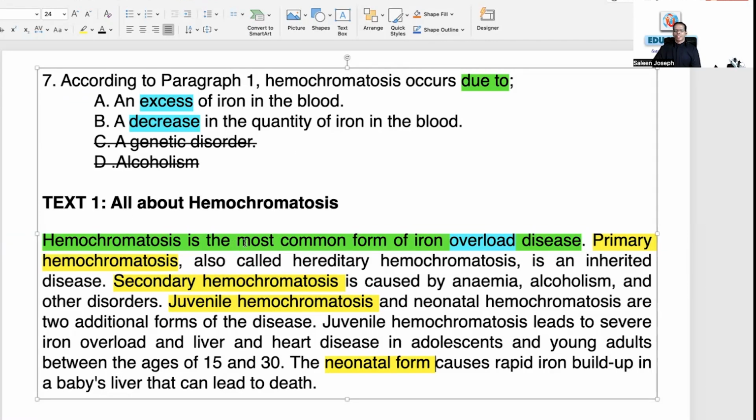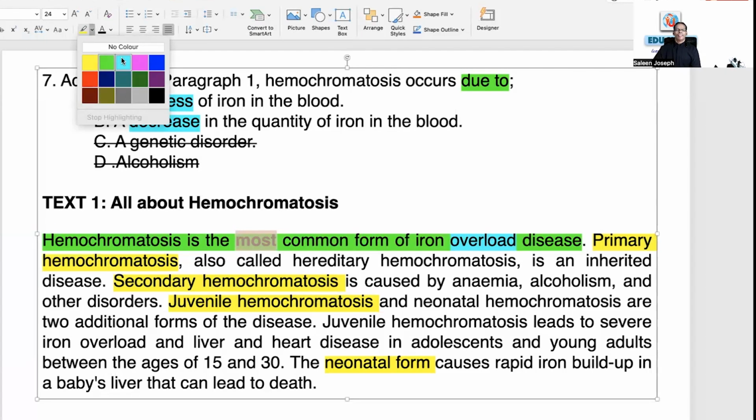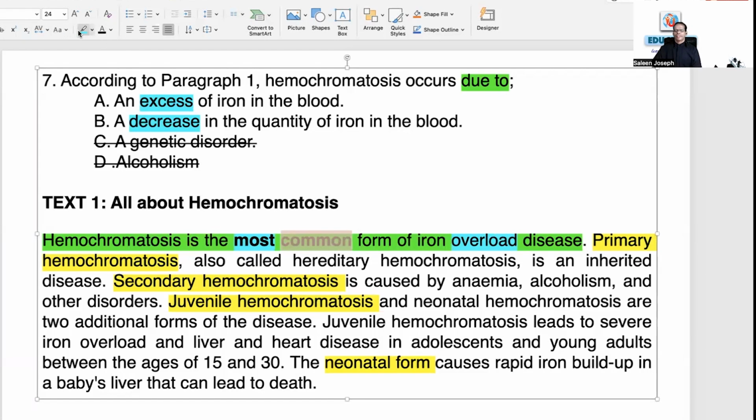And you have something here. What is this? Most. What is that? Scale. Yeah, scale, which means you will have the answer somewhere around it. Then again, you have one more scale here. Common. Two scales together. So definitely, you know, the answer must be there itself.